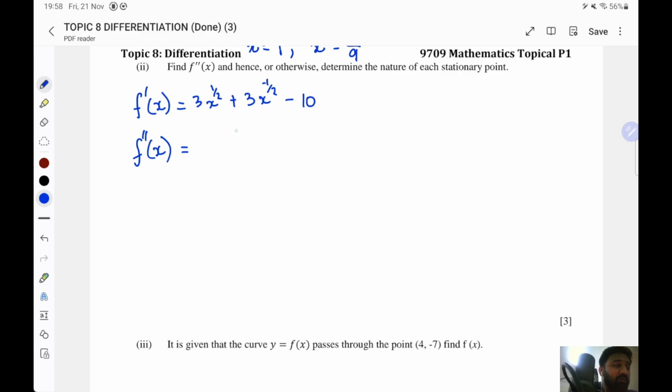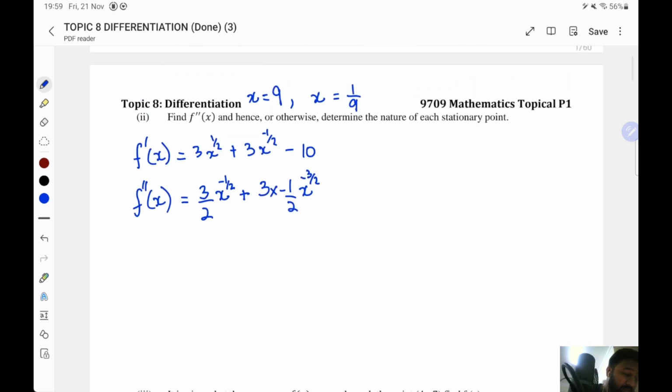So the power will multiply before the variable, which will give you 3 divided by 2. Then we will reduce 1 from the power, which will make it x power minus 1 by 2. Negative, let me write it positive so that it's clearer to you. 3 multiplied by minus 1 by 2, the power comes before the variable. Then you reduce 1 from the power, which will give you negative 3 by 2. Negative 1, there is a 0 because it's a constant value, and the derivative of a constant value is 0.